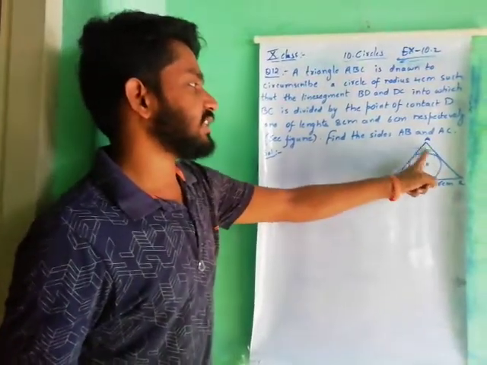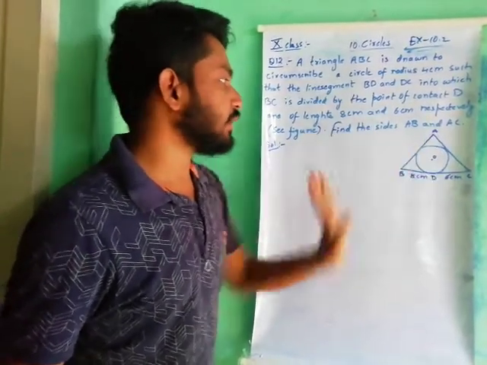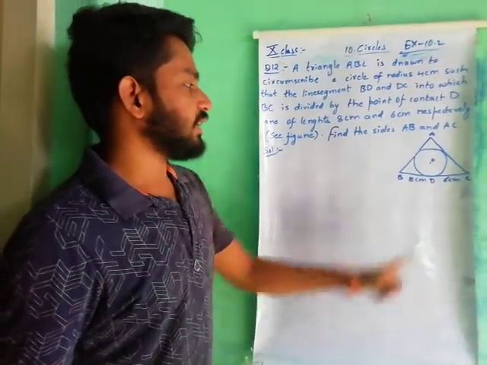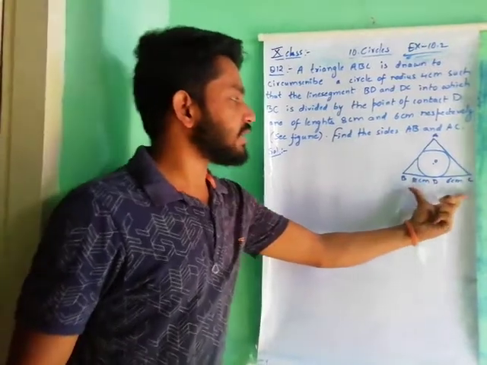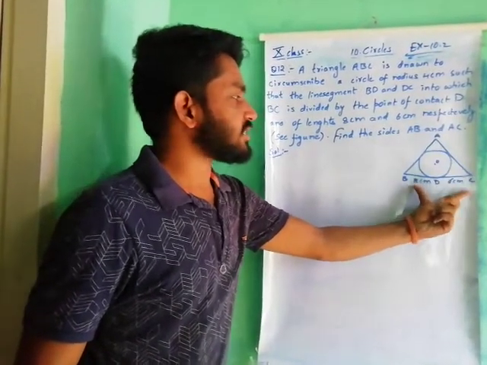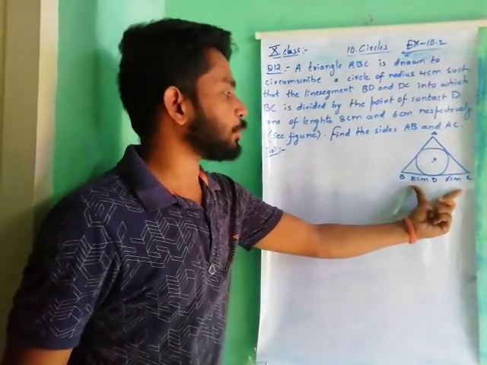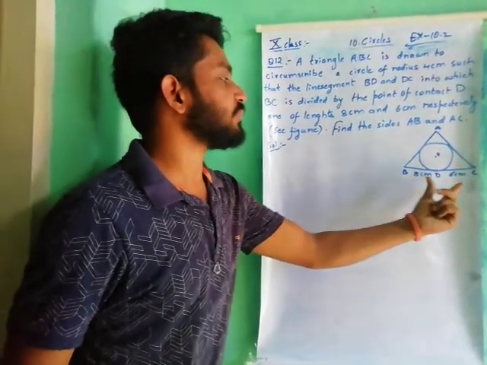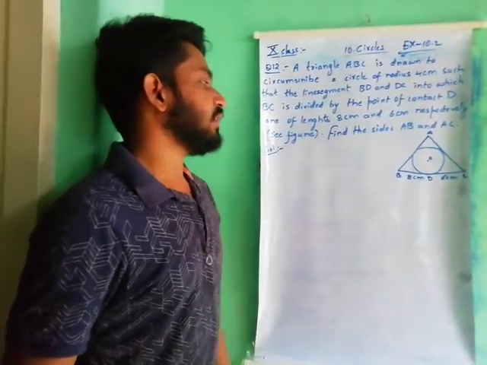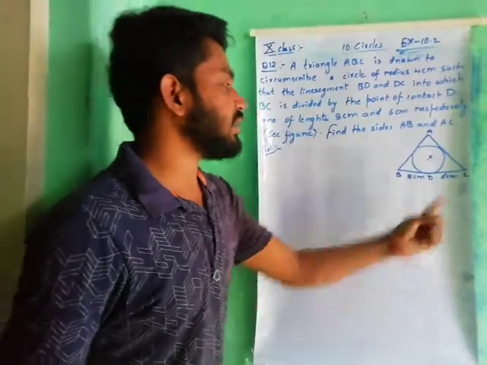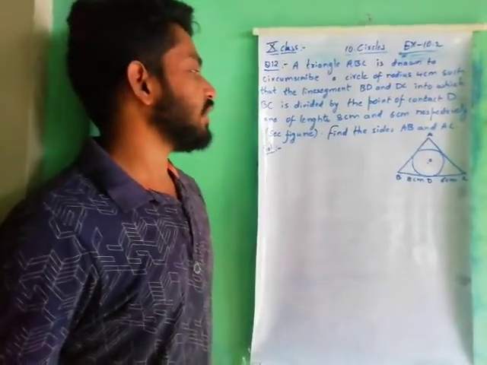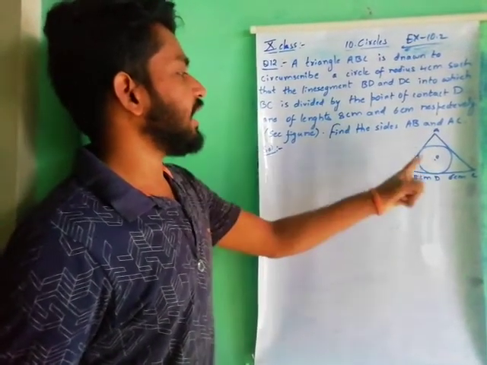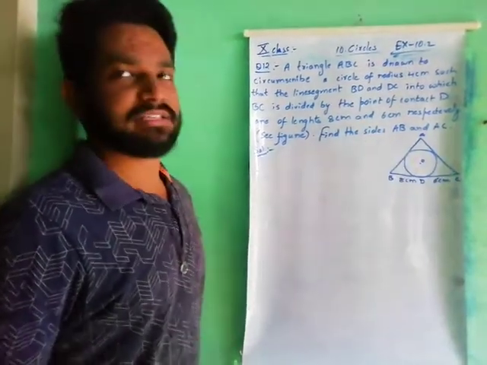So the circle is circumscribing the triangle, D is the point of contact, and it divides the side BC of the triangle into two parts. One part is BD, another part is DC. BD length is 8 centimeters, DC length is 6 centimeters. Now we have to find out the lengths of AB and AC.